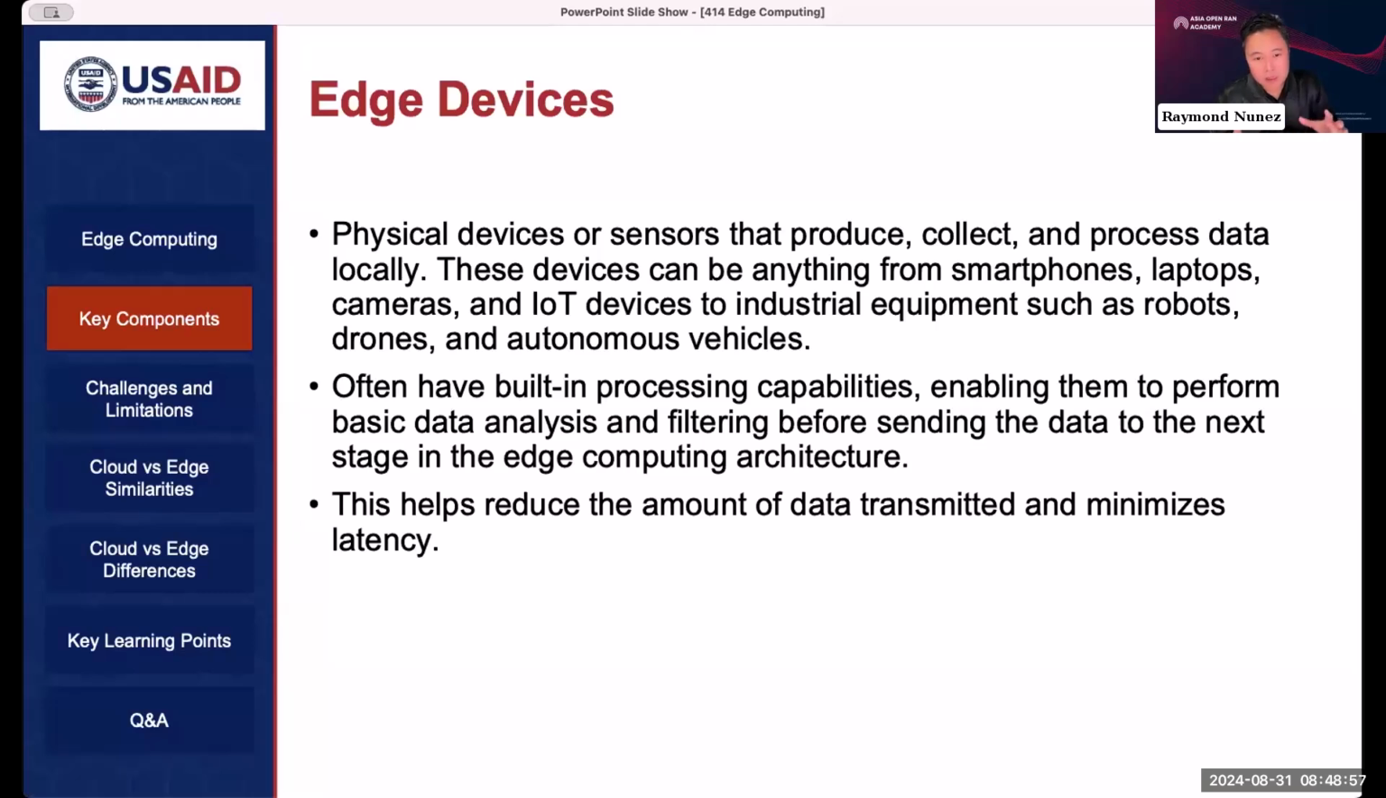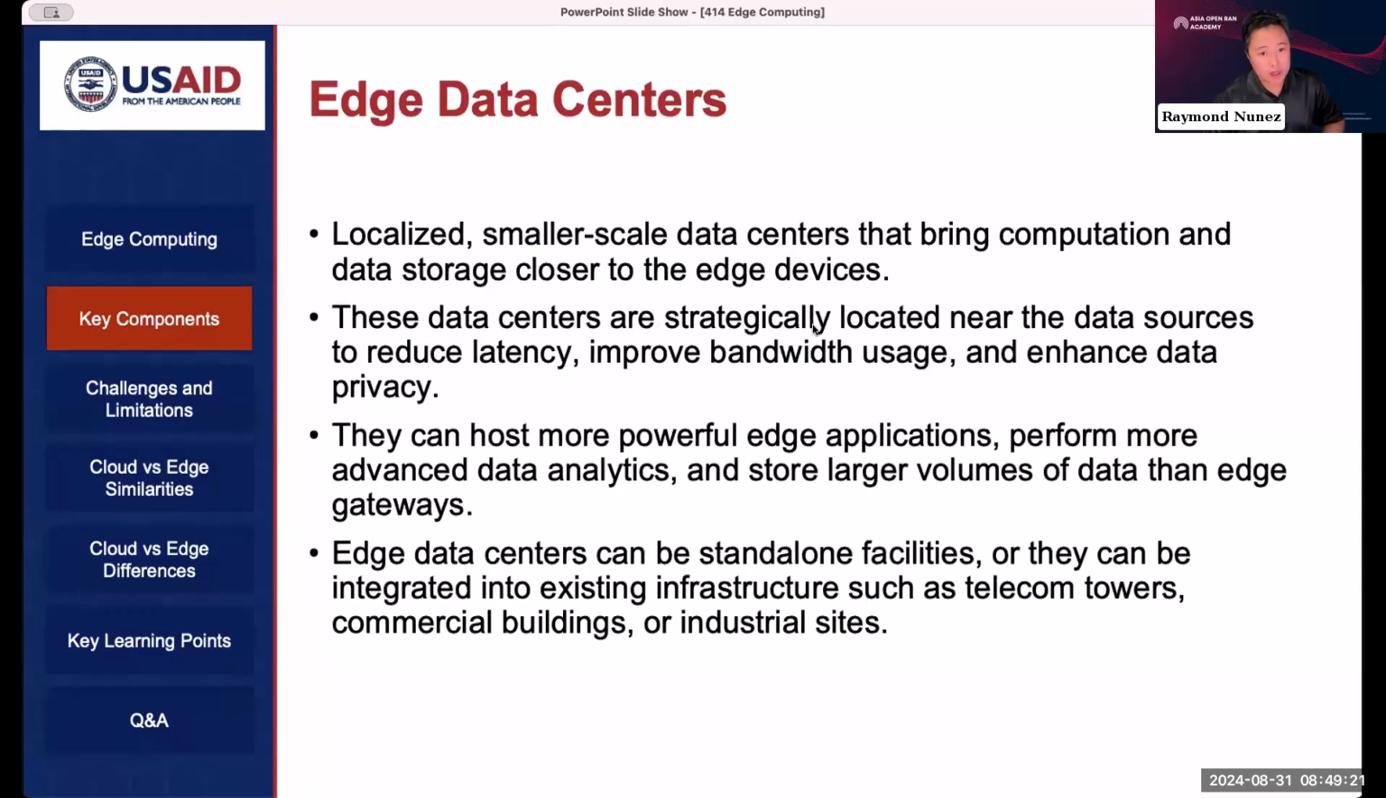So I hope you can see now how compute resource near or on the edge device itself is starting to make sense. Again, rather than transmitting everything to a central location, you would have some sort of processing and decision-making capabilities on the edge devices. Now we have edge data centers. So these are smaller scale data centers.